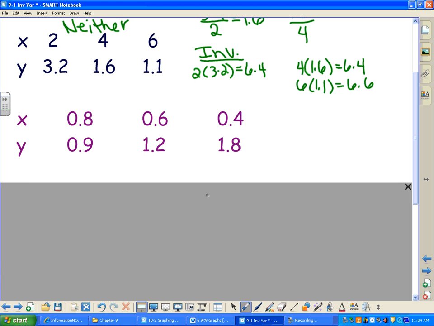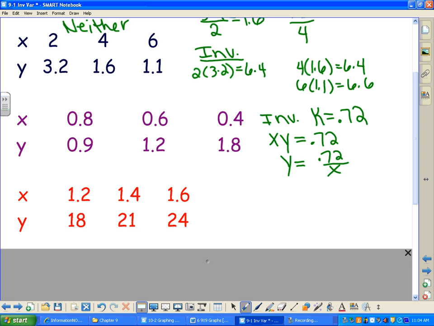Okay, Maddie, what do you think? It's an inverse. Why? What always happened? Okay, so you got a constant of variation that was 0.72. That means if you wanted to write the equation or the function that went with this, it was x times y is equal to 0.72. Isn't that what the inverse means? Therefore, y would be 0.72 over x. See how that works? Okay, let's look at just one more.